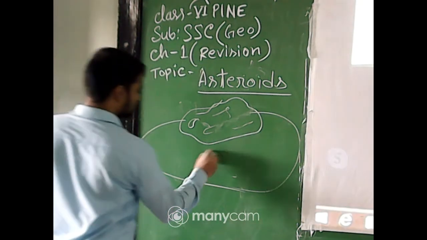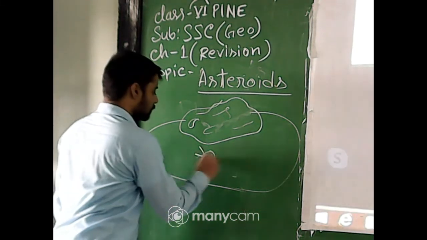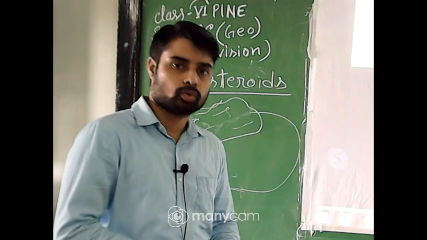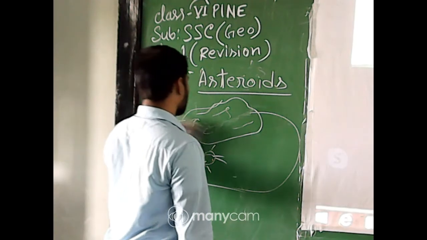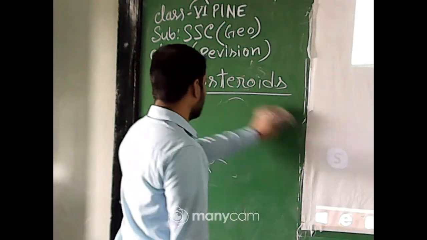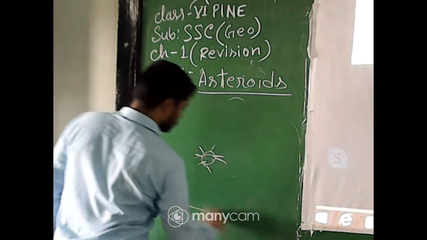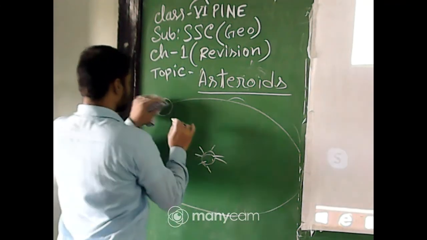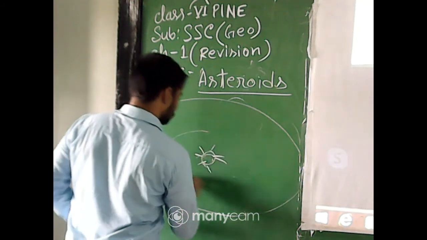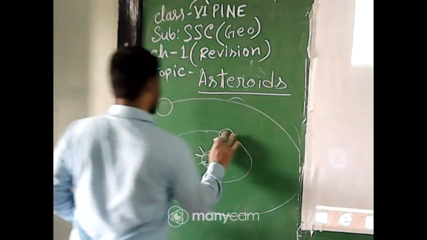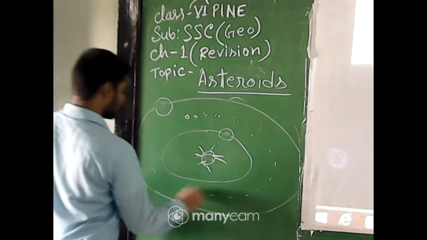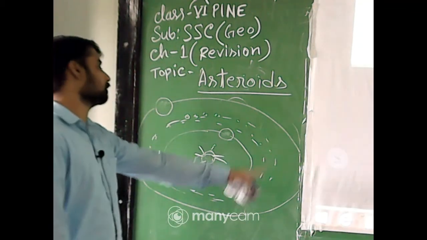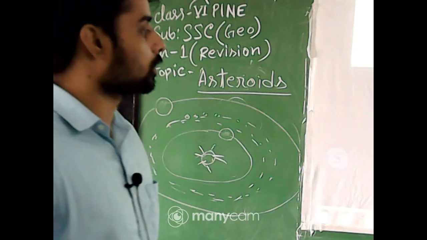move around the sun in an elongated path, and if this is the sun, they are found mostly between Mars and Jupiter. Between Mars and Jupiter there is an asteroid belt, and millions of asteroids move around the sun. So if this is Mars, and this is Jupiter, then there are millions of asteroids just moving around the sun in this way, and they look like pieces of rocks.